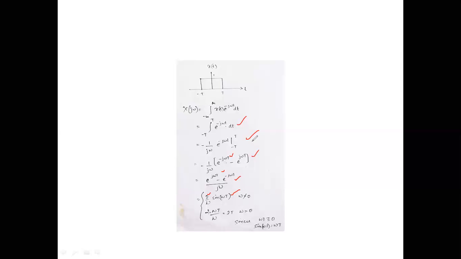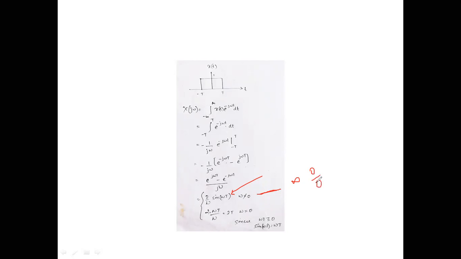Now there is a catch here. You can see this expression, sine omega t over omega. For omega equal to 0, sine 0 is 0, and 0 divided by 0 is indeterminate.